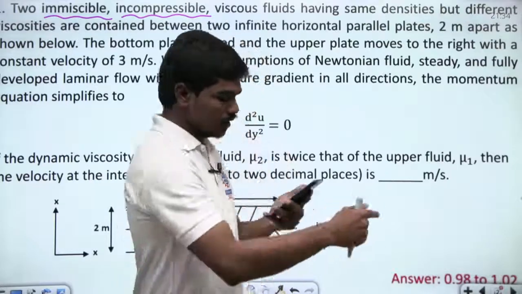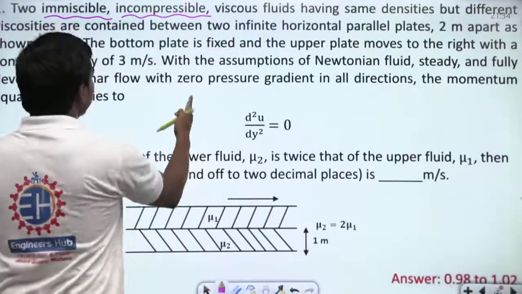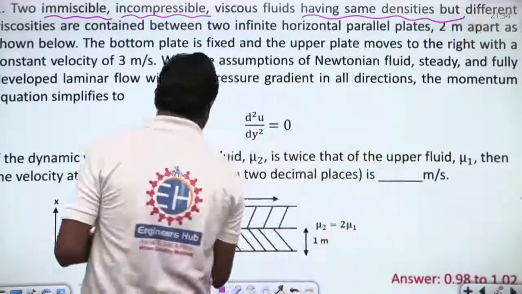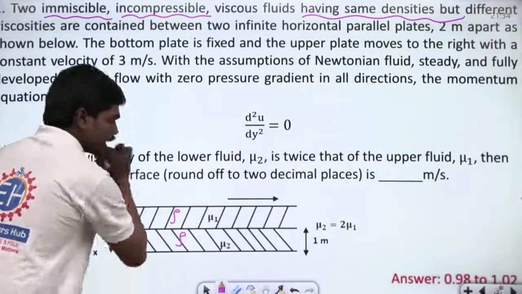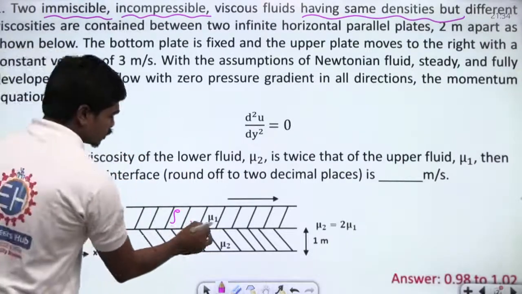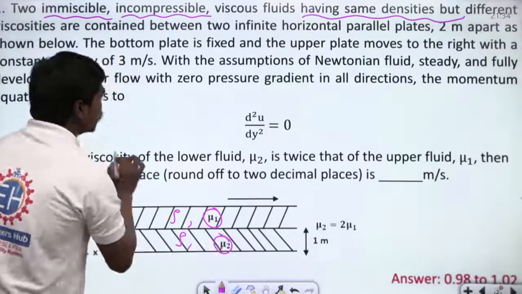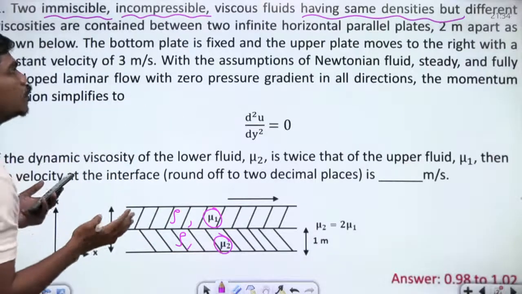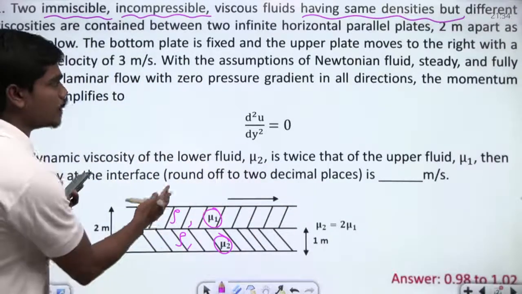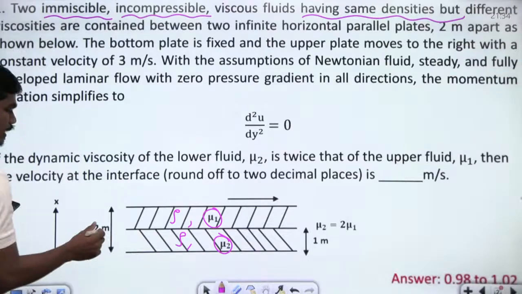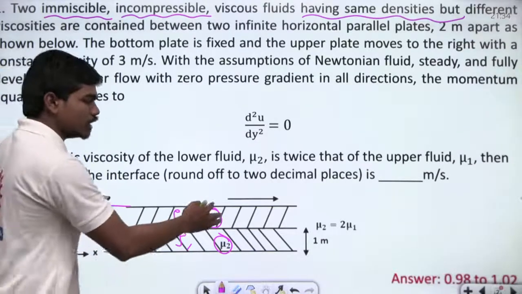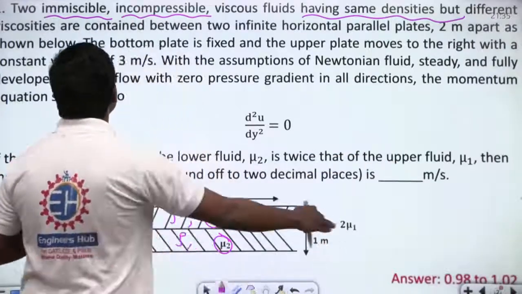Okay, fine, good. So see here, these two fluids are immiscible and incompressible, having the same densities. If the density is taken as rho, then these two fluids have the same density rho, but different viscosities, mu1 and mu2, as denoted here. They are contained between two infinite horizontal plates, which are parallel, 2 meters apart as shown below. The gap between these plates is 2 meters, and the plates extend infinitely.